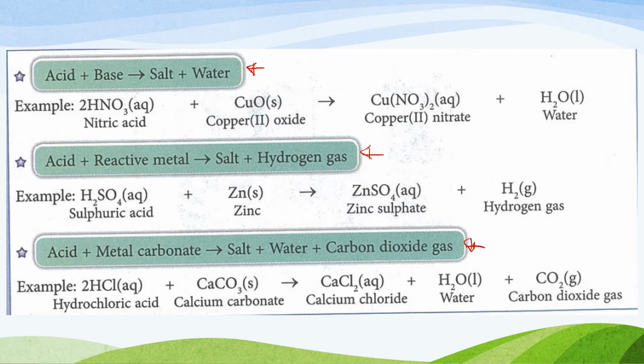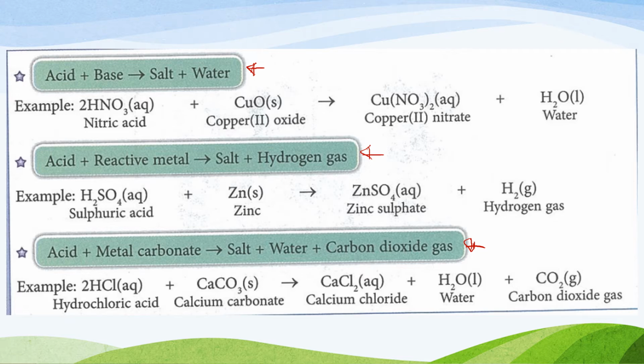Okay, the second one is the reaction between acid and reactive metal to produce salt and hydrogen gas. So what we are talking about reactive metal over here, although sodium and potassium are reactive metals, we're not going to use them in our reaction with acid because it's quite dangerous. So common reactive metals that we normally use are zinc and magnesium for this reaction.